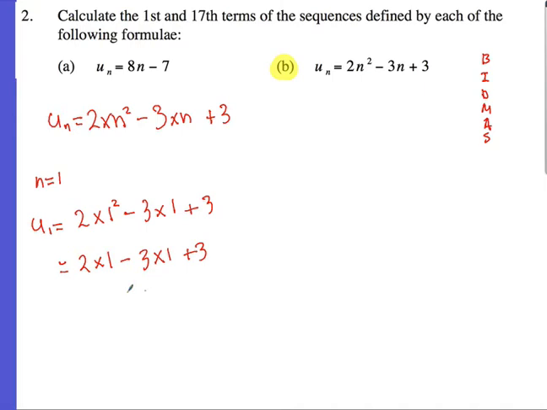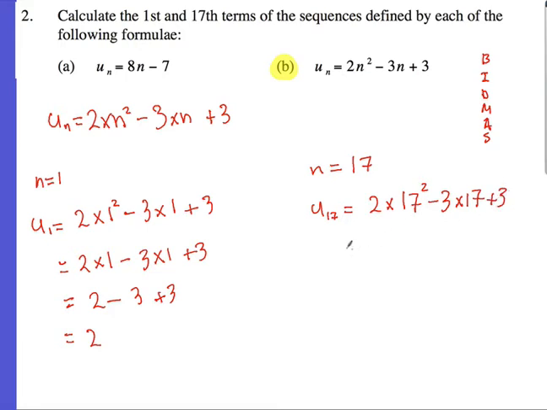Division, no division, multiplication, 2 times 1 is 2, minus 3 times 1 is 3, plus 3, and you are left with 2 minus 3 plus 3, which equals 2. So the first term of this sequence is 2, and the 17th term, u17, again is equal to 2 times 17 squared minus 3 times 17 plus 3.